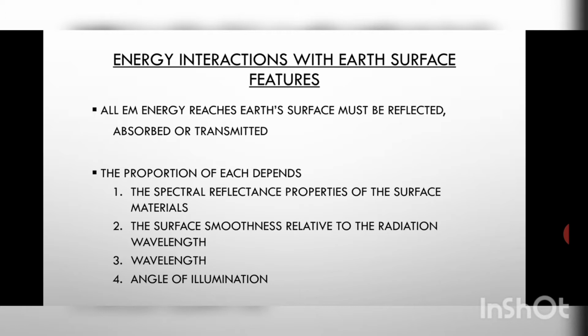The surface smoothness relative to the radiation wavelength. What is surface smoothness? Surface smoothness or surface roughness is a component of the surface texture. It can be defined as the deviations from the real surface. These deviations relative to the wavelength of the radiation are a factor determining which of these processes happens. Then there is the wavelength of the radiation and then the angle of illumination.